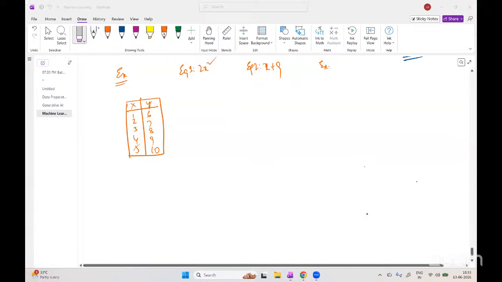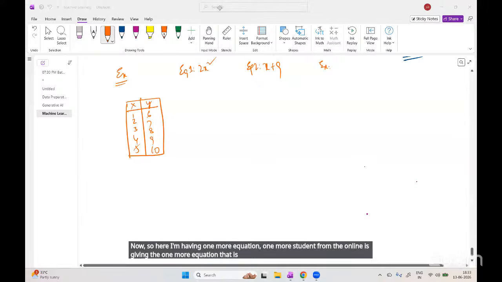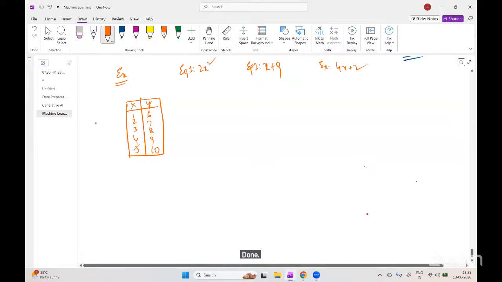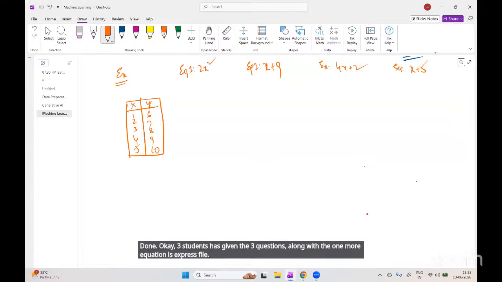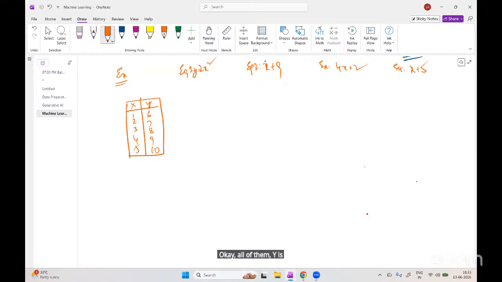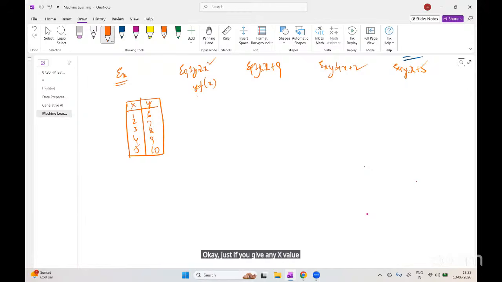Now, I'm having one more equation. One more student from online, Joshi, is giving 4x plus 2. Okay, 3 students have given 3 equations, along with one more equation, x plus 5. All of them are y is equal to something. Here also y is equal to f of x only, means your entire y is dependent only on the x variable. If you give any x value, automatically y will be calculated.